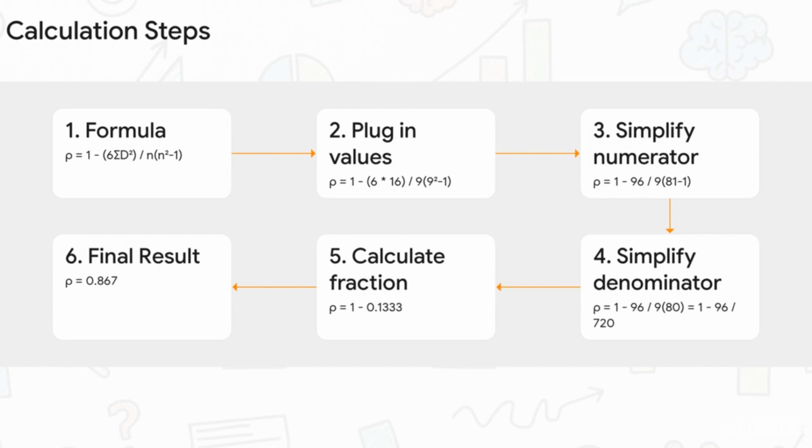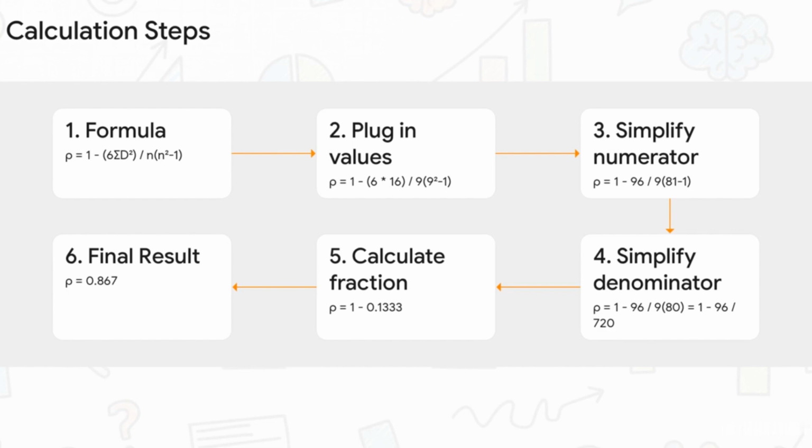So we start by plugging in our numbers. The formula is 1 minus that whole fraction. The top of the fraction is 6 times our sigma D squared, so that's 6 times 20. The bottom is N times N squared minus 1, so that's 10 times 10 squared minus 1.